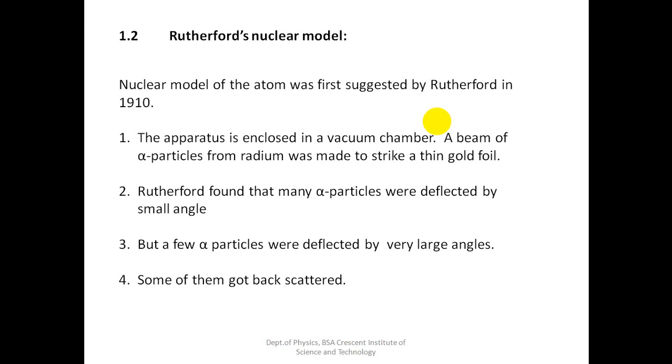He did the experiment like this. The apparatus consisted of a vacuum chamber. A beam of alpha particles was made to come from radium, and it was made to strike a thin gold foil. The outcomes of the experiment were very interesting, and they puzzled many scientists, not only Rutherford, as the outcomes were different.